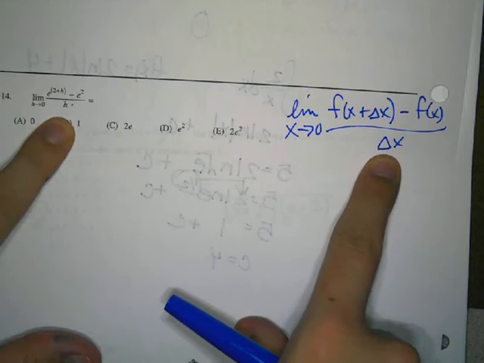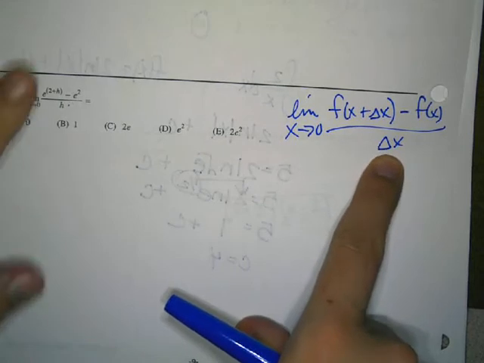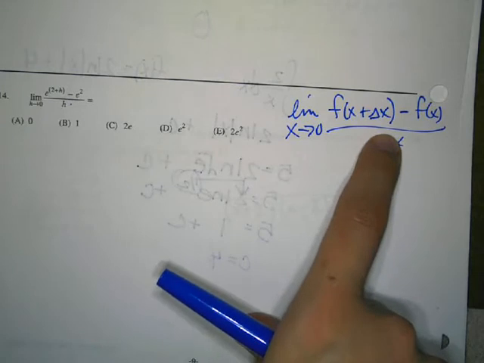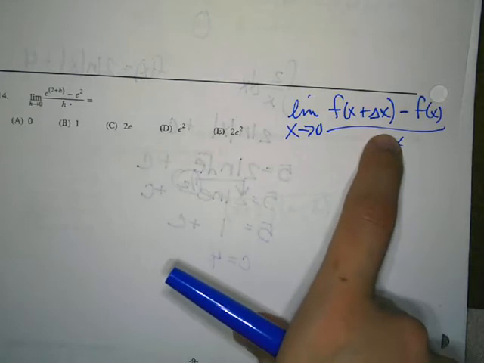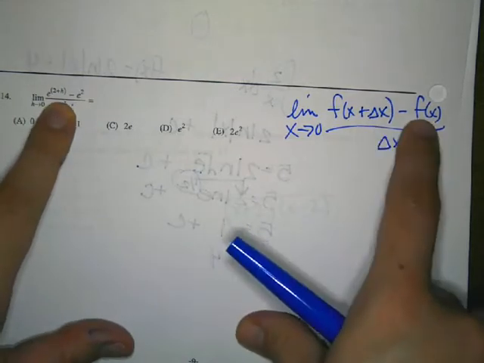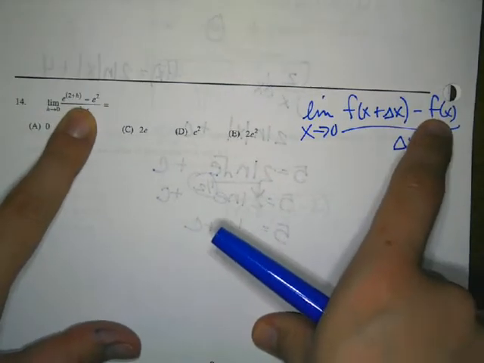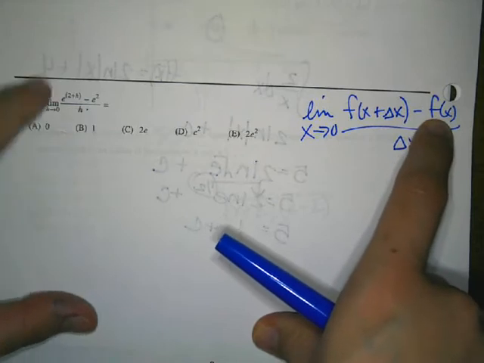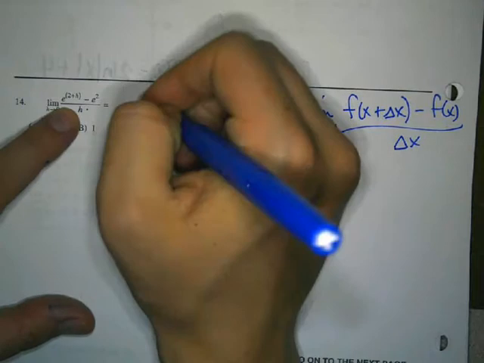Except, hold on. In this case, instead of change in x, they're using h. That's pretty common, that they use h instead of change in x, but they mean the same thing. And instead of x, they're using what? They're using 2, right? What they're trying to get you to see here is that this represents the function e to the x.